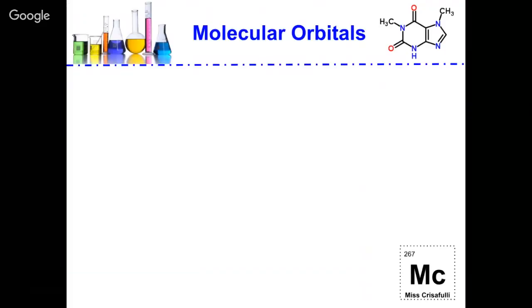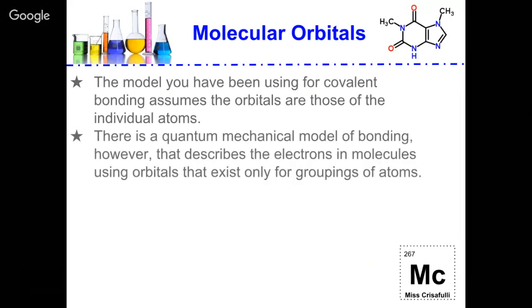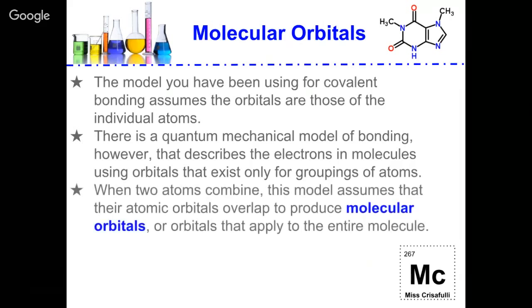So let's talk about molecular orbitals. The models you have been using for covalent bonding assume that the orbitals are those of the individual atoms. There is a quantum mechanical model of bonding, however, that describes the electrons in molecules using orbitals that exist only for groupings of atoms. When two atoms combine, this model assumes that their atomic orbitals overlap to produce molecular orbitals, or orbitals that apply to the entire molecule.